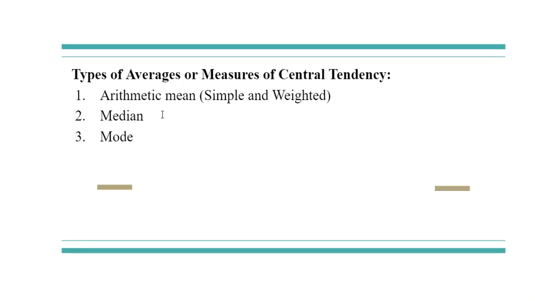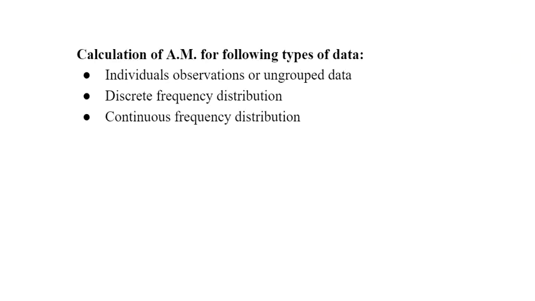So let's start with today's lecture. In this video, we are going to see the first measure of central tendency, that is arithmetic mean. We are going to see the examples and concept of arithmetic mean for individual observations or ungrouped data, discrete frequency distribution, and continuous frequency distribution.